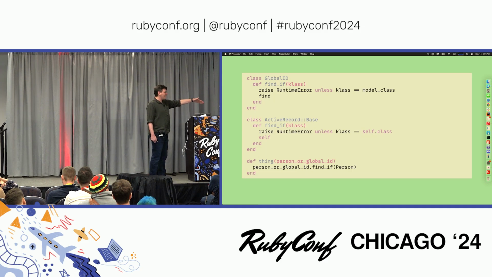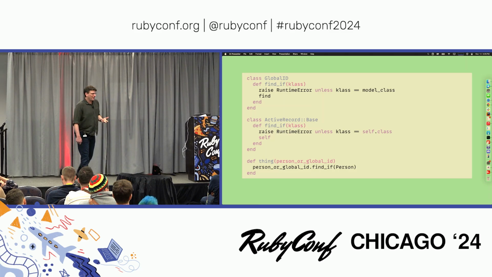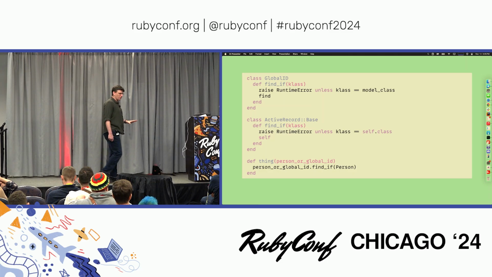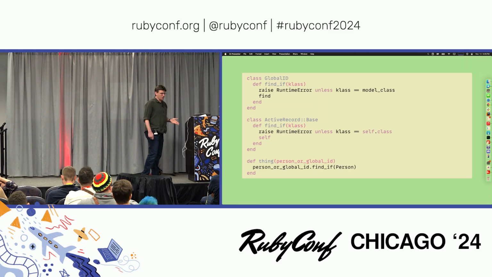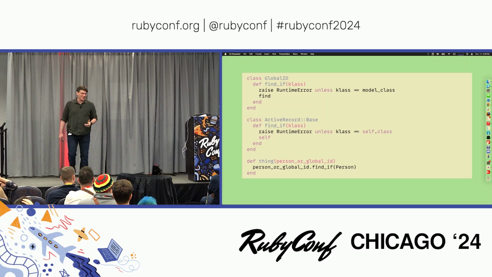So then you could say, this method takes a person or global ID, and I can just call findIf on it polymorphically. And if it is a person or a global ID that is of the right class, I will get the right object back. And if it is not, I will get a runtime error. This seems useful to me in a sort of type-checky kind of way. I think this would be harder to misuse than the previous one, but you get a lot of the same issues. You look skeptical. That's fine. I haven't actually used this in production, so I can't say.